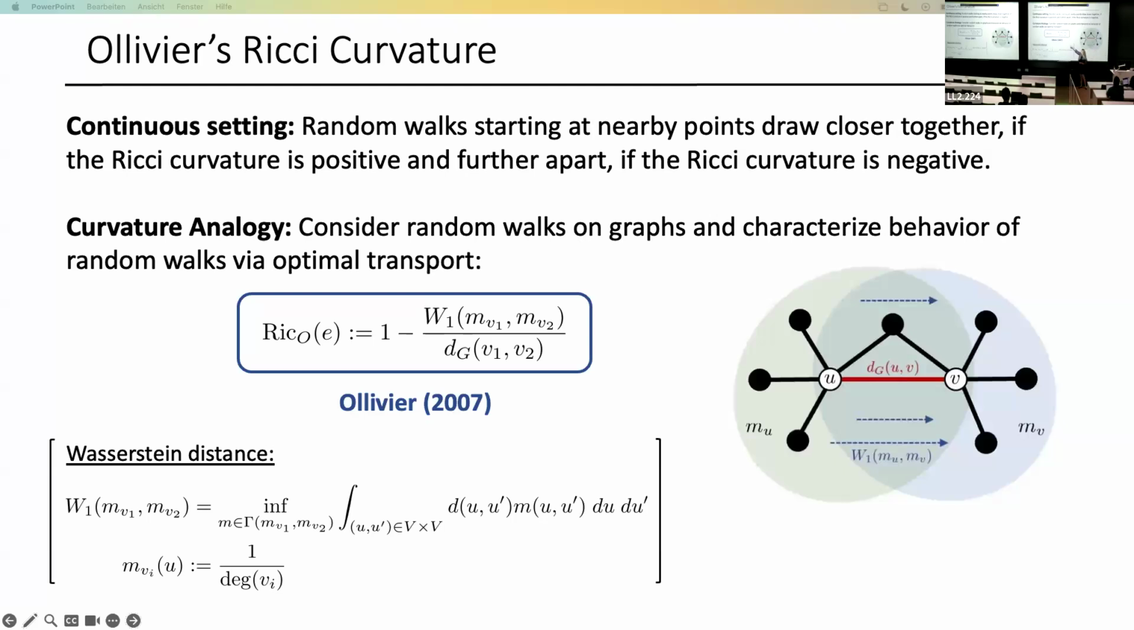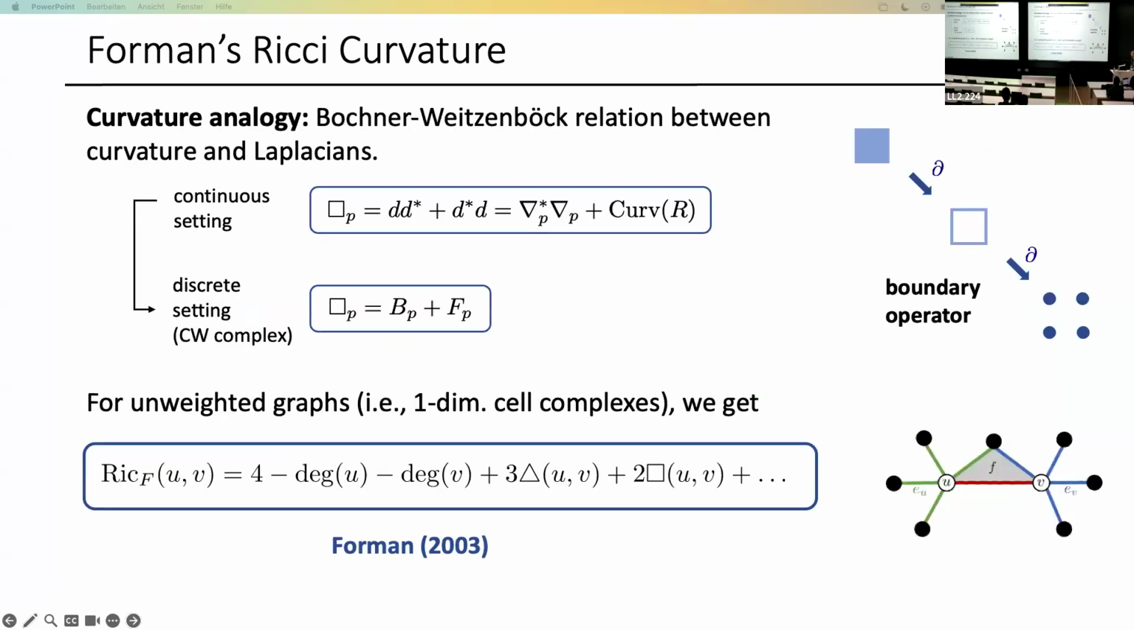But we will get a positive curvature if the Wasserstein-1 distance is small. And that means the two nodes are sort of exploring both of the joint neighborhoods at the same time. Right? So we get a similar sort of curvature characterization that we would expect in the analogous continuous case. So that is one curvature analogy and one notion of curvature that we will see throughout the talk.